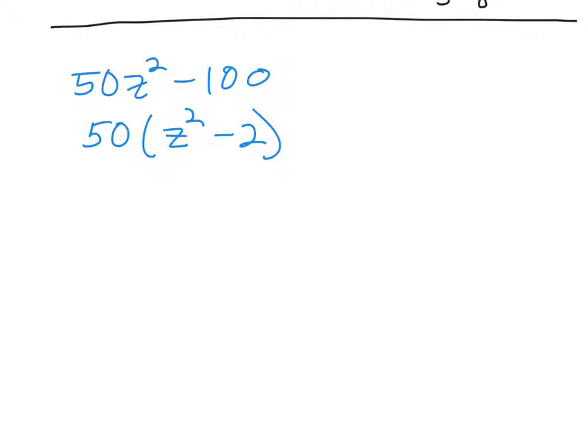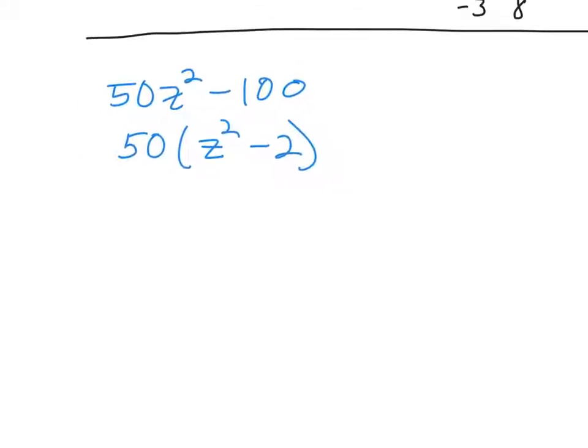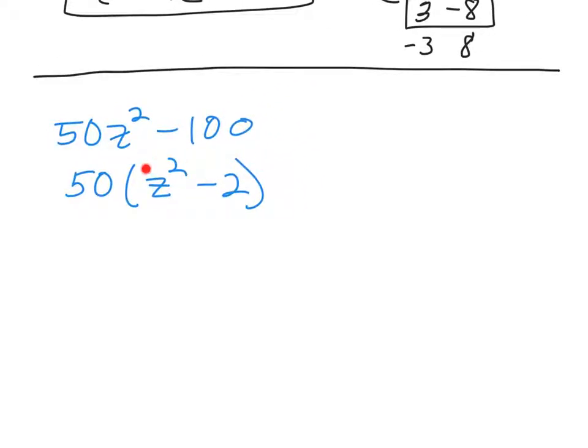Now we want to check and see if what's left inside the parentheses, we can factor it. Well, it's got 2 terms. And when we have 2 terms, we always check for 2 things. The first thing we check for is difference of squares.